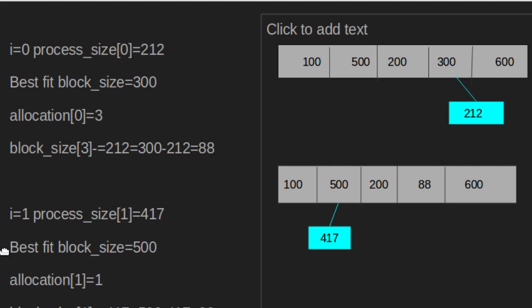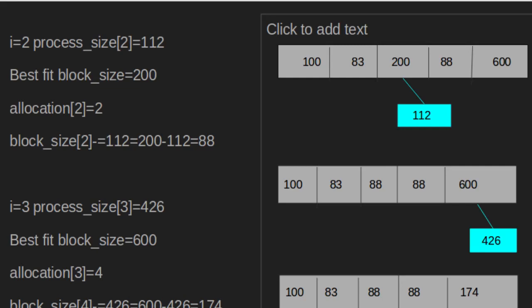Now when i equals 1, process size 1 equals 417. Best fit block size would be 500. So allocation of 1 equals 1, which is the index of the block having space 500. Now block size 1 minus equals 417, which is 83. Available block sizes are 100, 83, 200, 88 and 600.